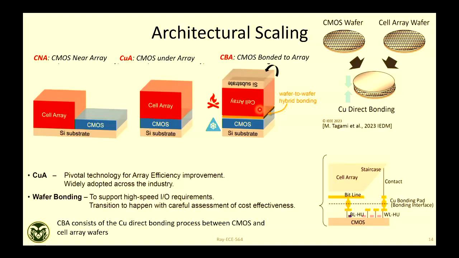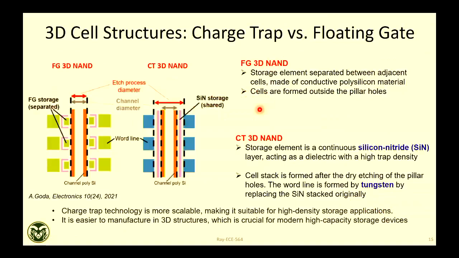Okay, so this is your architectural scaling. All these things are happening, and that's how 300 layers is possible so far. And maybe in a couple of years, it can go to 500 or 1,000. The next thing I would like to say, there are two possible versions, and this is also driven by process.